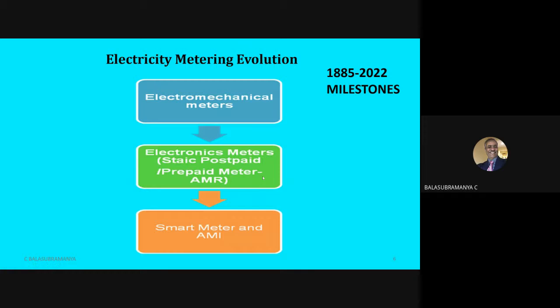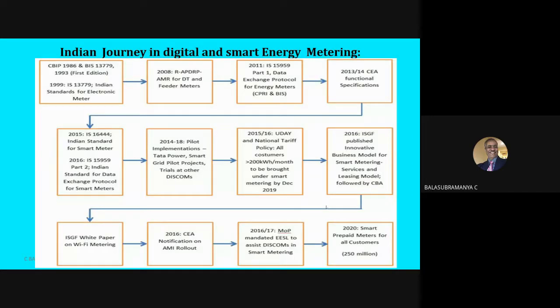And third is the smart meter and the AMI, which we are going to discuss. That is very important for this particular subject. That is advanced metering infrastructure. So we will see more about these things. This is how the Indian journey in digital and smart energy metering is happening.